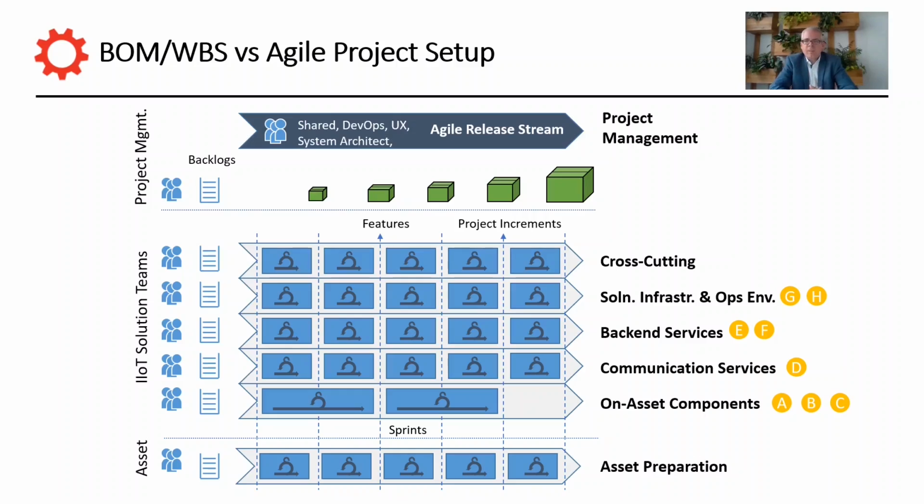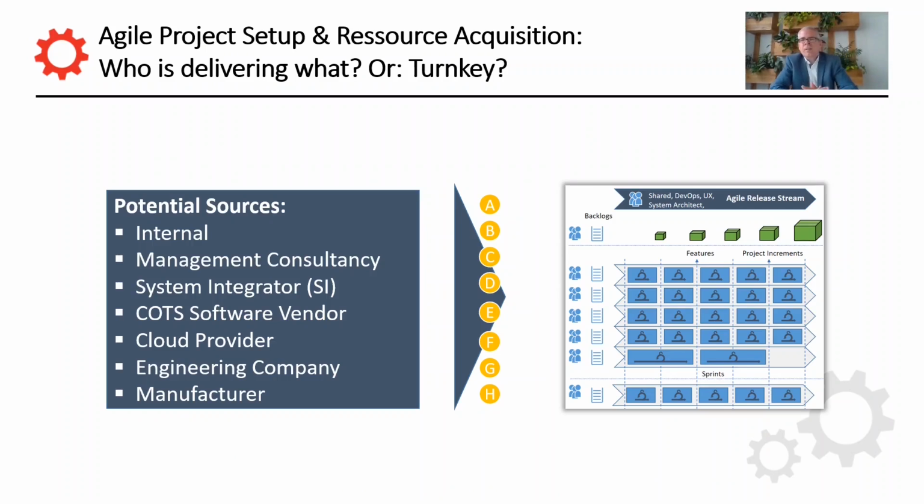So the different elements that we looked at earlier on, so for example, number A, B, C, map to the work stream on asset components. Then you have D, communication services. E and F goes into backend services, and then G and H is your solution infrastructure and operations environment. That's important to understand also from the point of view of the procurement manager, because that's the framework that your project manager is operating under. And you have to help him to understand what are the best potential sources to basically acquire what he needs in these different work streams.